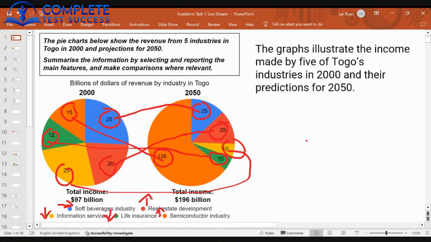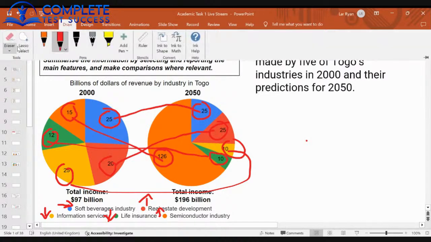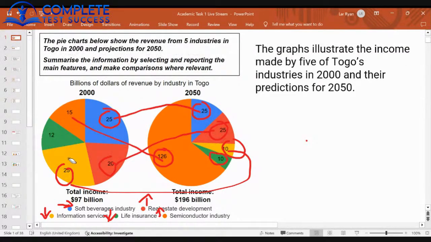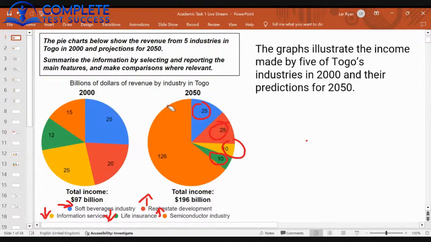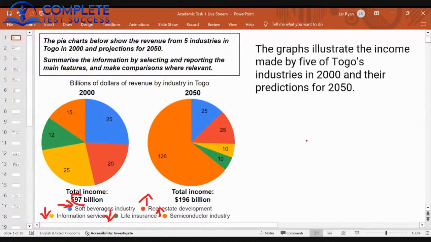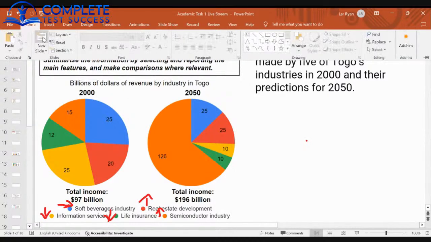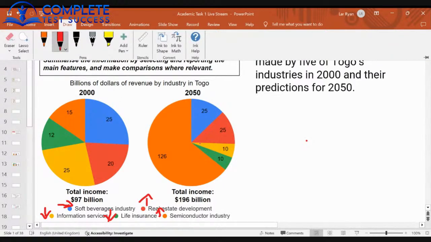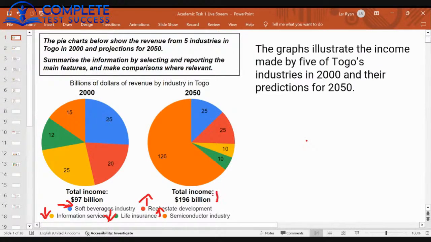Now, a very common mistake for questions like this is that students will forget to include the total. So very often I'll see students forget the totals, but down here, that 97 billion total going up to 196 billion total, that is something that we would also need to address in our overview. So if we just mentioned the 5 categories and didn't mention the total, that would be inappropriate. So we're going to have to say total income also increased.